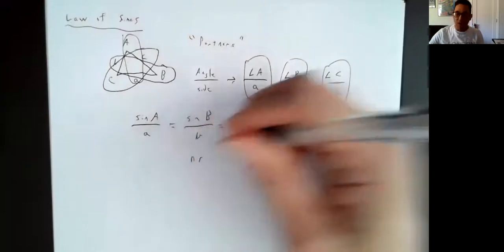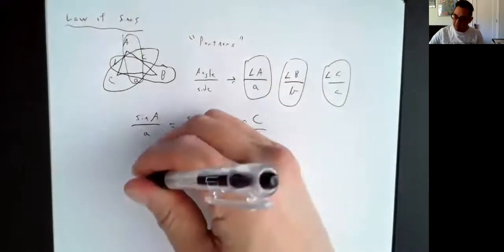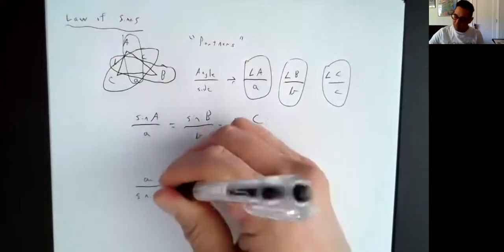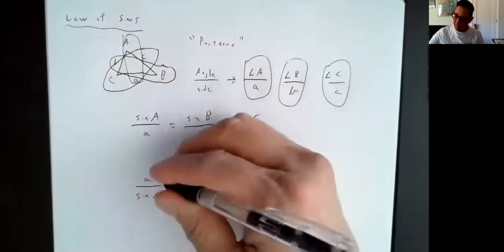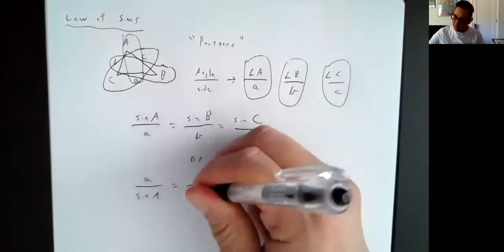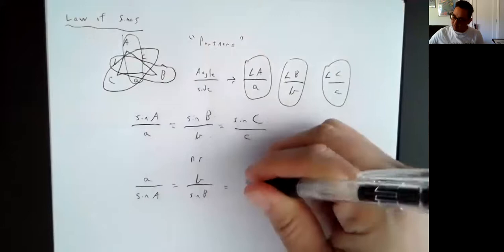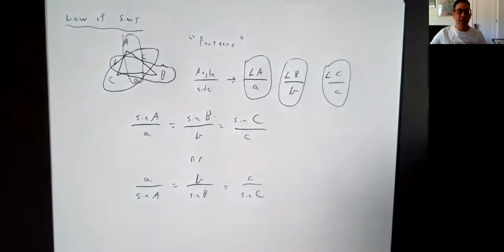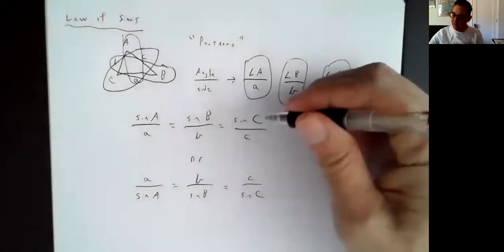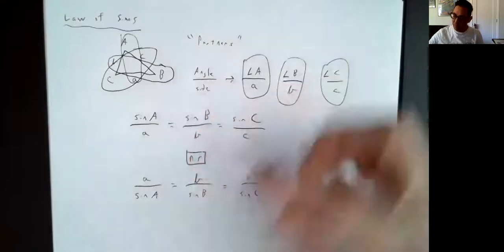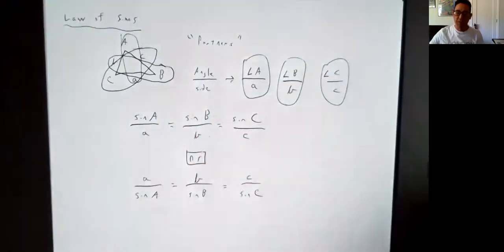Now, you can also flip this over the other way and have the sides on top, because proportions are the same as long as you flip everything. So side A over the sine of A equals side B over the sine of B, which is also equal to side C over the sine of C. So you can write that either way. You can put the angles on top and the sides on the bottom, or you can put the sides on top and the angles on the bottom.